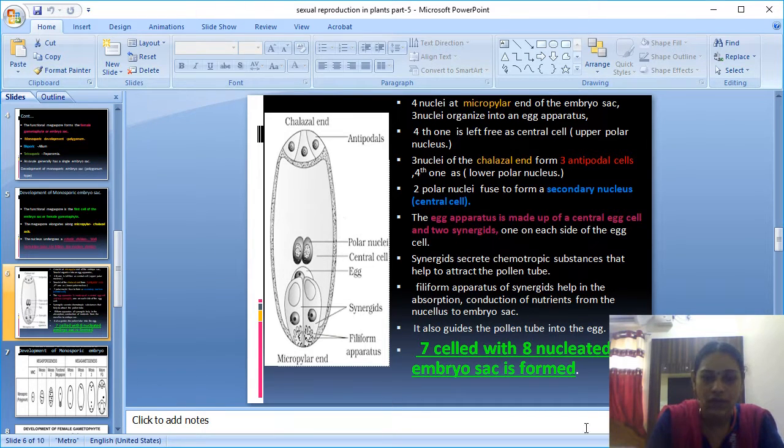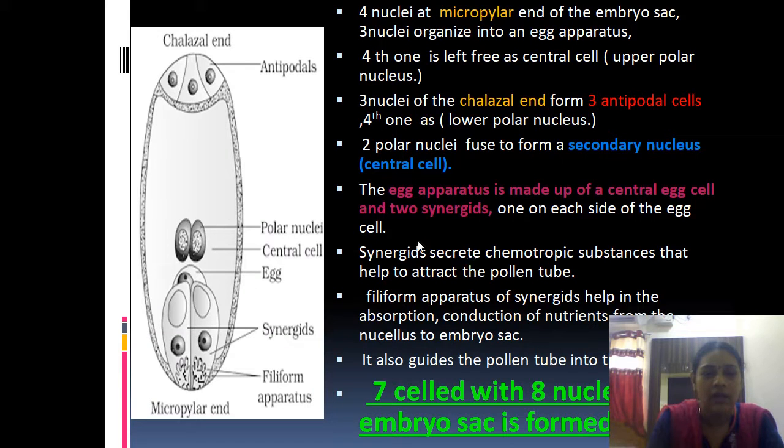And if you see the beautiful structure of the female gametophyte, these are the antipodal cells at the chalazal end, and the micropylar end has the synergids with the egg. This egg along with the synergids is called the egg apparatus, which is given in your textbook, and these are the polar nuclei in the central cell. So this is one cell, this is one cell, this is one cell. This is totally called a 7-celled, 8-nucleated structure.